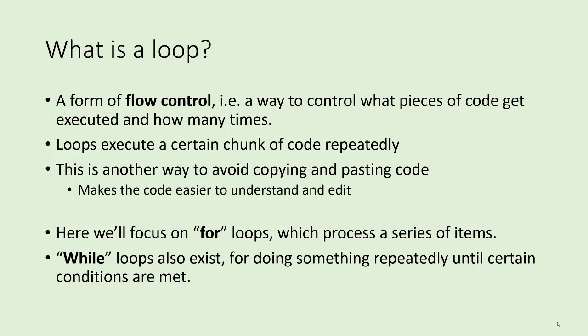Well, to use an even more computer science-y term, this is a kind of flow control. Flow control is a way to control what parts of the code get executed and how many times they get executed. A loop will take a certain chunk of code and execute it repeatedly. So this is a way to avoid copying and pasting code.